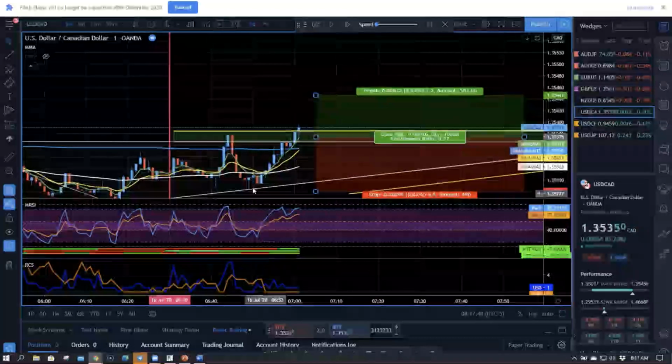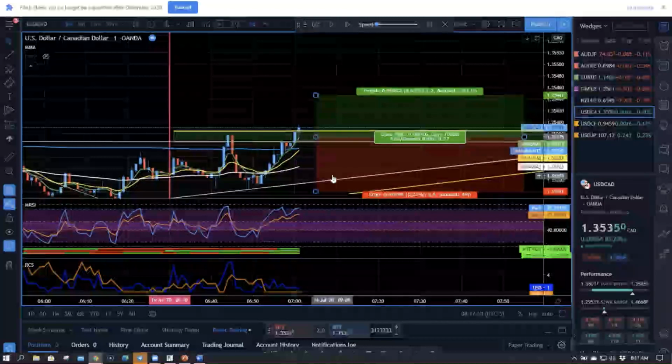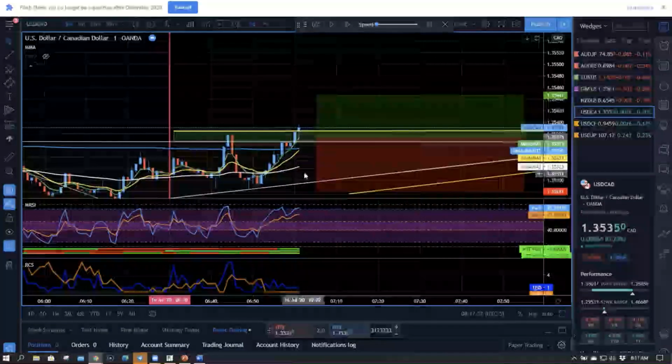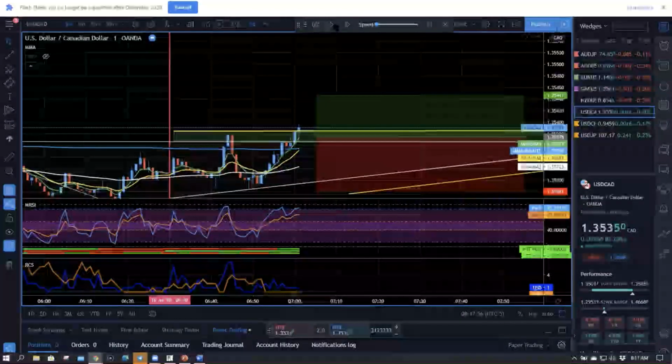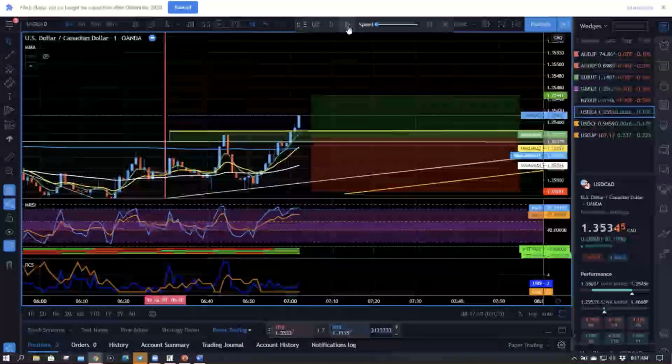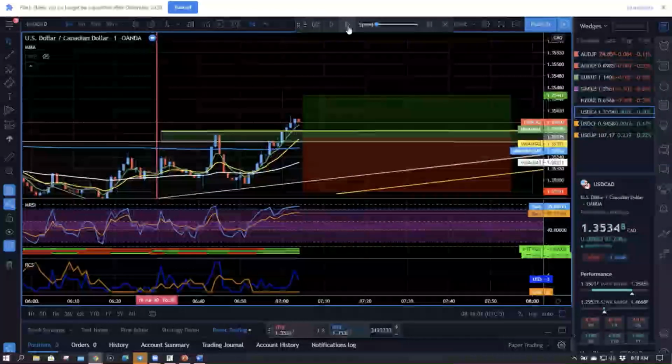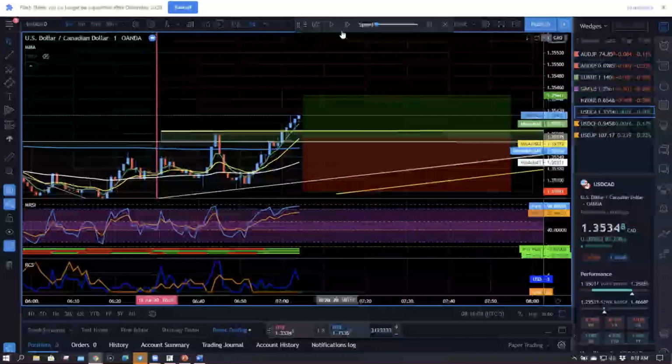I wanted to give it room to respect this trend line still. So on my MT4, I actually had it marked off a little bit lower down. And so I just played it out. And this is where we're going to see where it spiked.